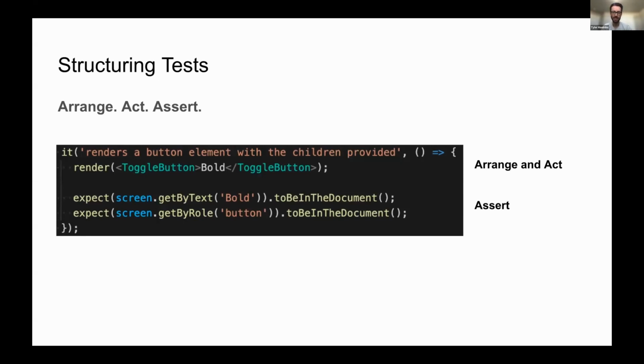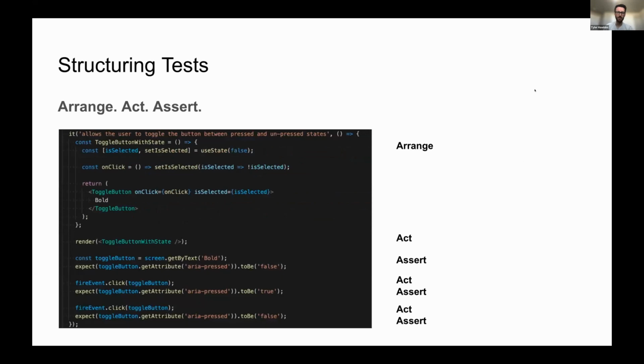And then we make some assertions. So we expect that the text bold is available in the document in the UI, and we expect that there's a button element in the document. So we've made those assertions. Now, as you write a little bit more complicated tests, you might find that you are acting and asserting and acting and asserting multiple times, and that's perfectly okay.